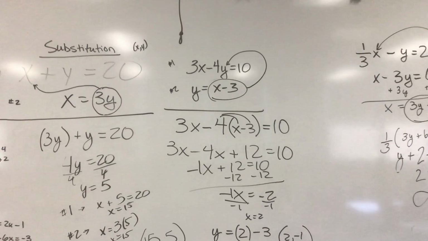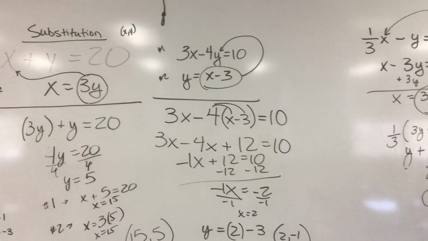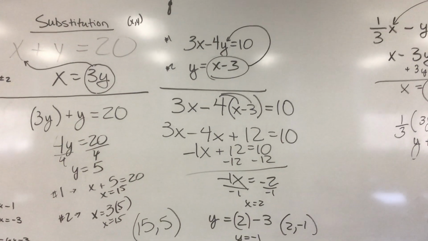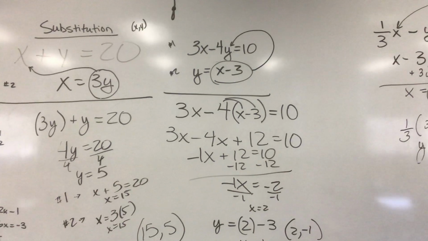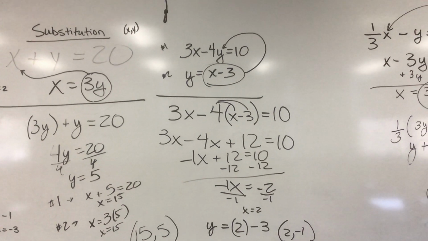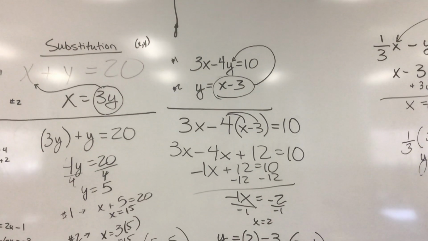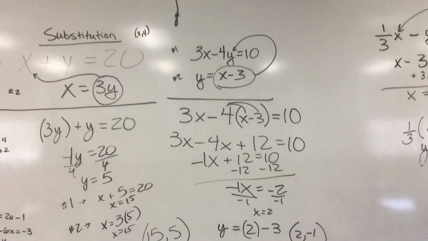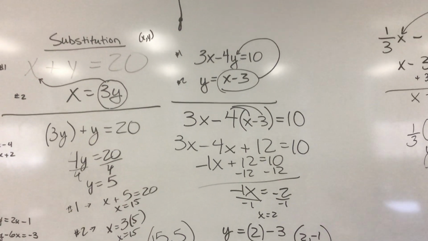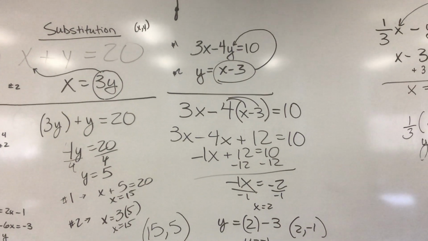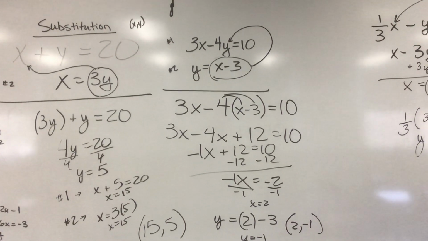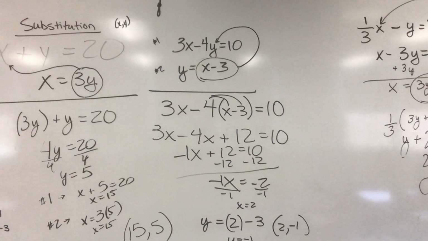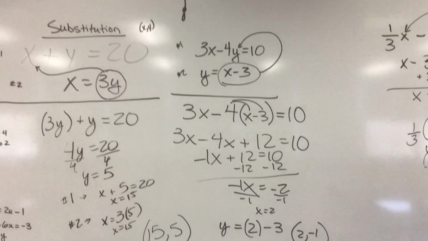So my original equations for this system are 3x minus 4y equals 10, and y equals x minus 3. Now again, step 1 is to solve for one of the variables in one of the equations. This is already done for me. Equation 2 already solved for y. So I'm going to take x minus 3, and I'm going to substitute that value in for the y in the first equation.